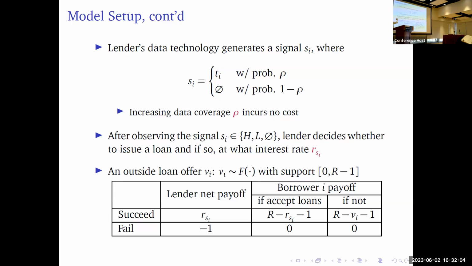So finally, to conclude the model setup, the vendor can observe the signal, and then the vendor will do some manual updating about the type of this borrower, and then decides whether or not to lend to this person, and at what interest rates. And then finally, we have a technical assumption.